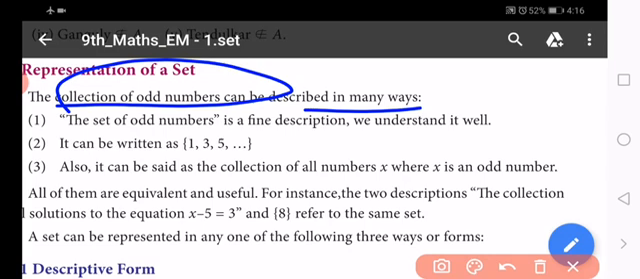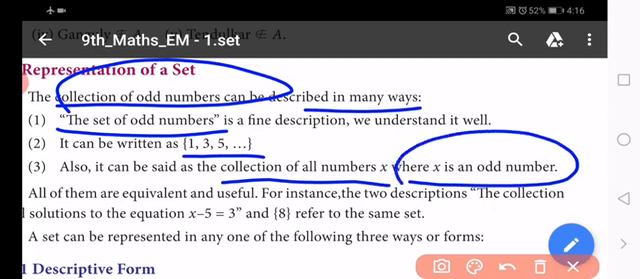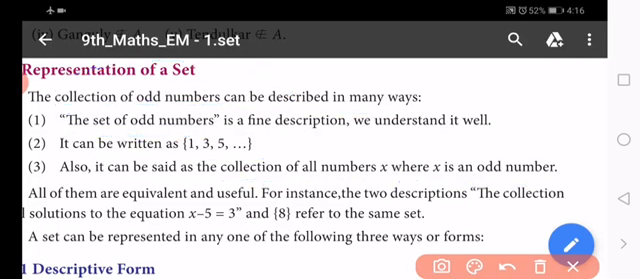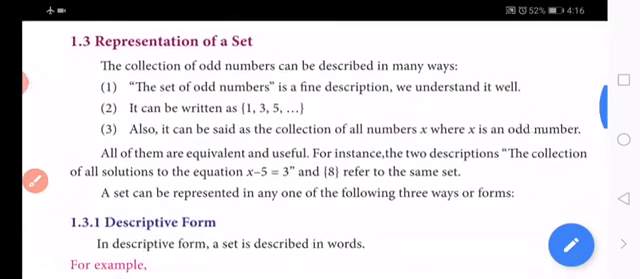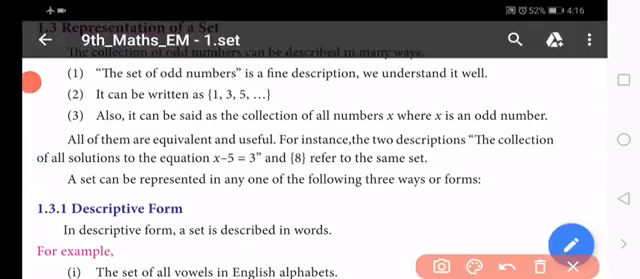So these are the three ways of representing the example collection of odd numbers. First one, the set of odd numbers. Second one, within curly brackets we write the numbers 1, 3, 5, etc. And the third one, all the numbers say x, and what is x: x is an odd number. All of them are equivalent and useful.